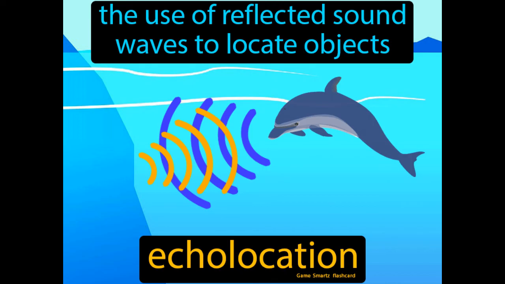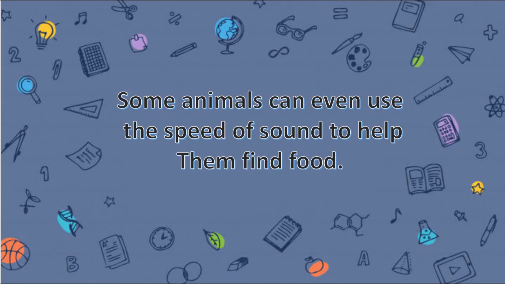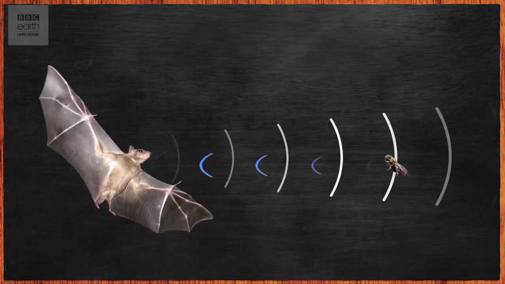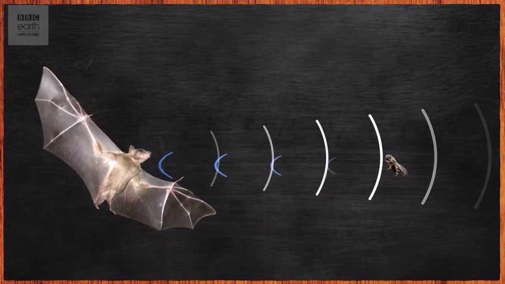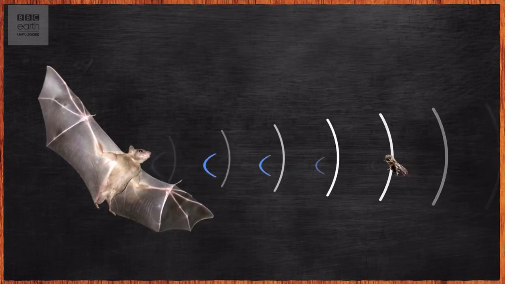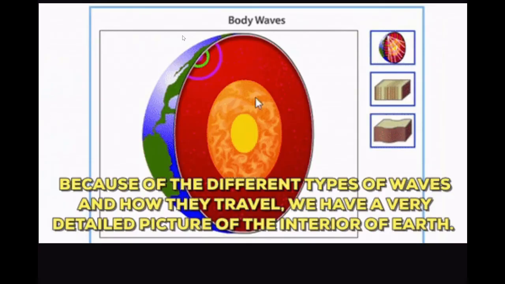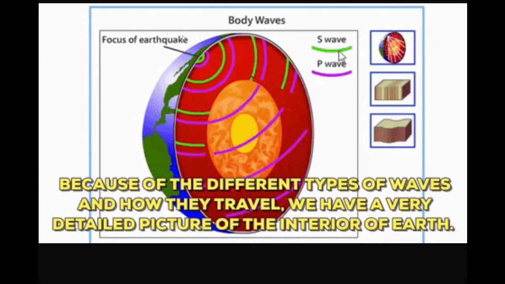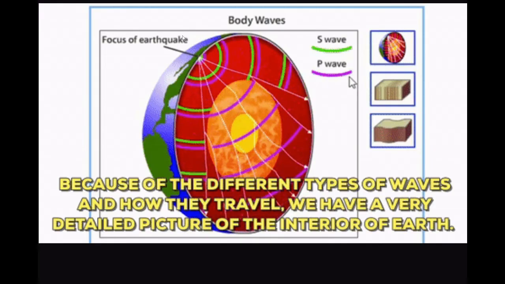The act of using sound to locate things is called echolocation. Some animals can even use the speed of sound to help them find food. We see that bats can send out clicks, and they listen for the echo coming back to see how far away prey is. Geologists can also use it to map the interior of the Earth. It's how we realize that we have a solid inner core and a non-solid outer core.